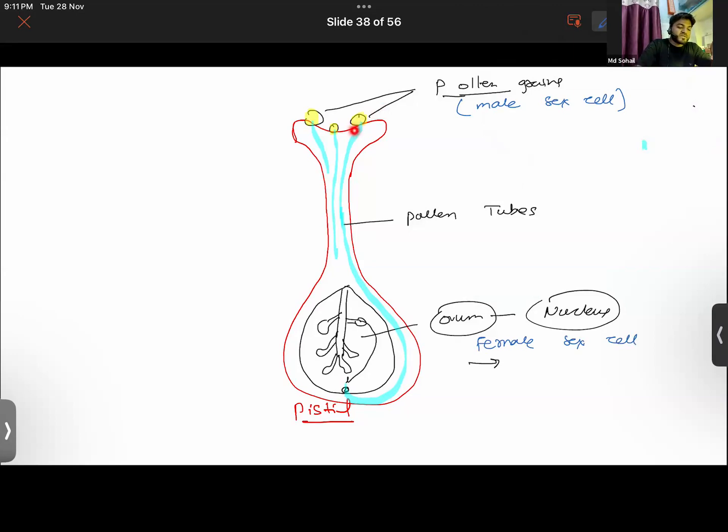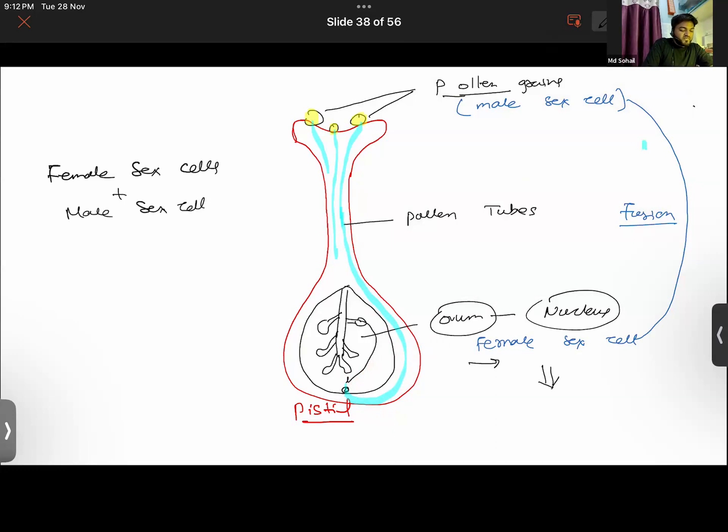Now what happened? The pollen grain, once it landed onto the stigma, formed a pollen tube, and now it entered into the ovary to fertilize the ovum, right? So basically, there's a fusion of male sex cell and female sex cell. After fusion, there will be formation of zygote. So understand it like this: female sex cells plus male sex cells, after fusion, leads to formation of zygote. Is that much clear or not?